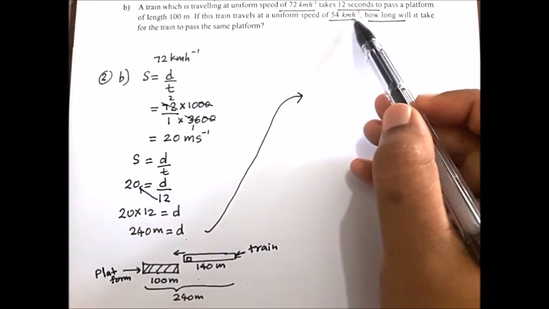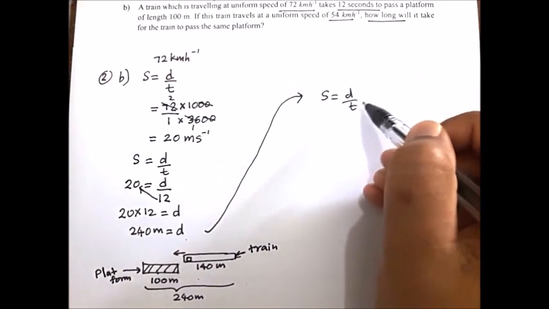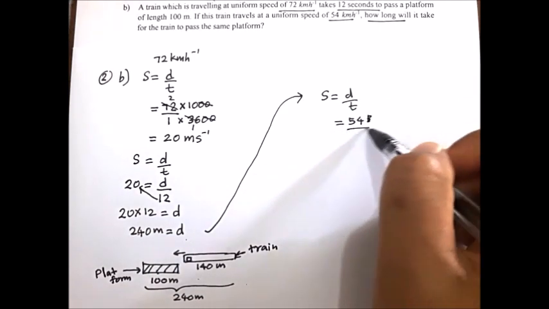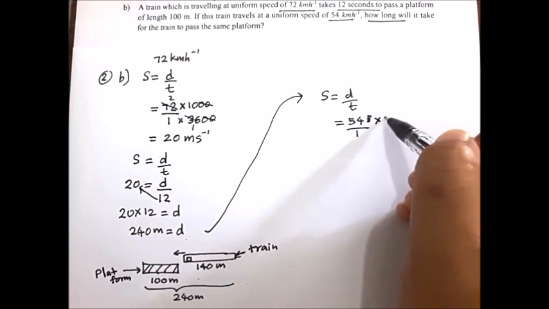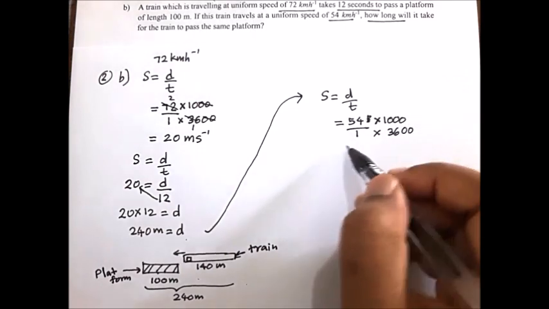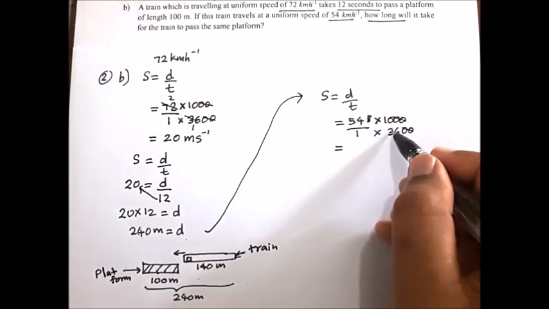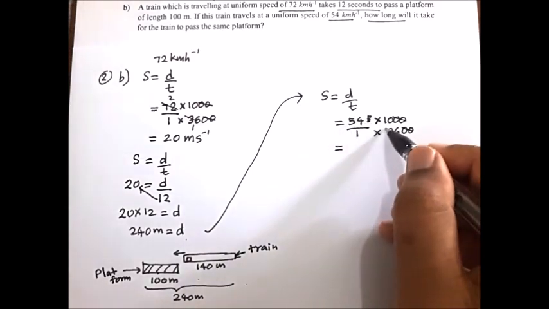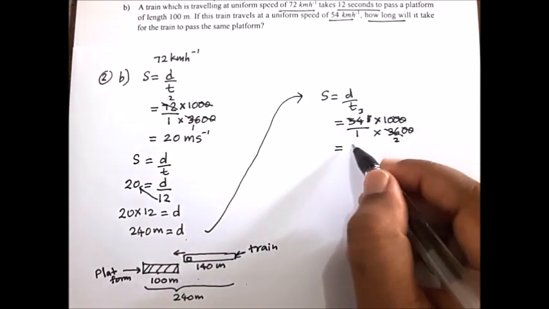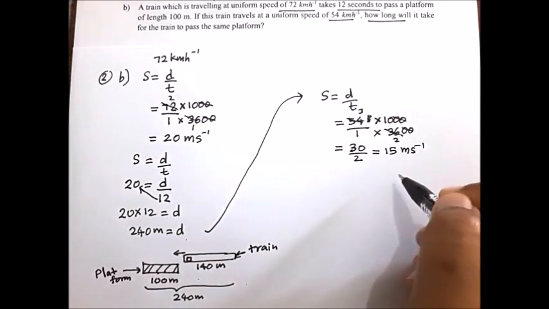Convert 54 kilometers per hour into meters per second. Right? Speed equals distance divided by time. Distance is 54 kilometers, time 1 hour. To convert this into meters, multiply by 1000. To convert this into seconds, multiply by 3600. Cancel 2 zeros. And here you can cut these two by 18. There are two 18s and here 3 18s. 3 into 10, 30, divide by 2, 15 meters per second.